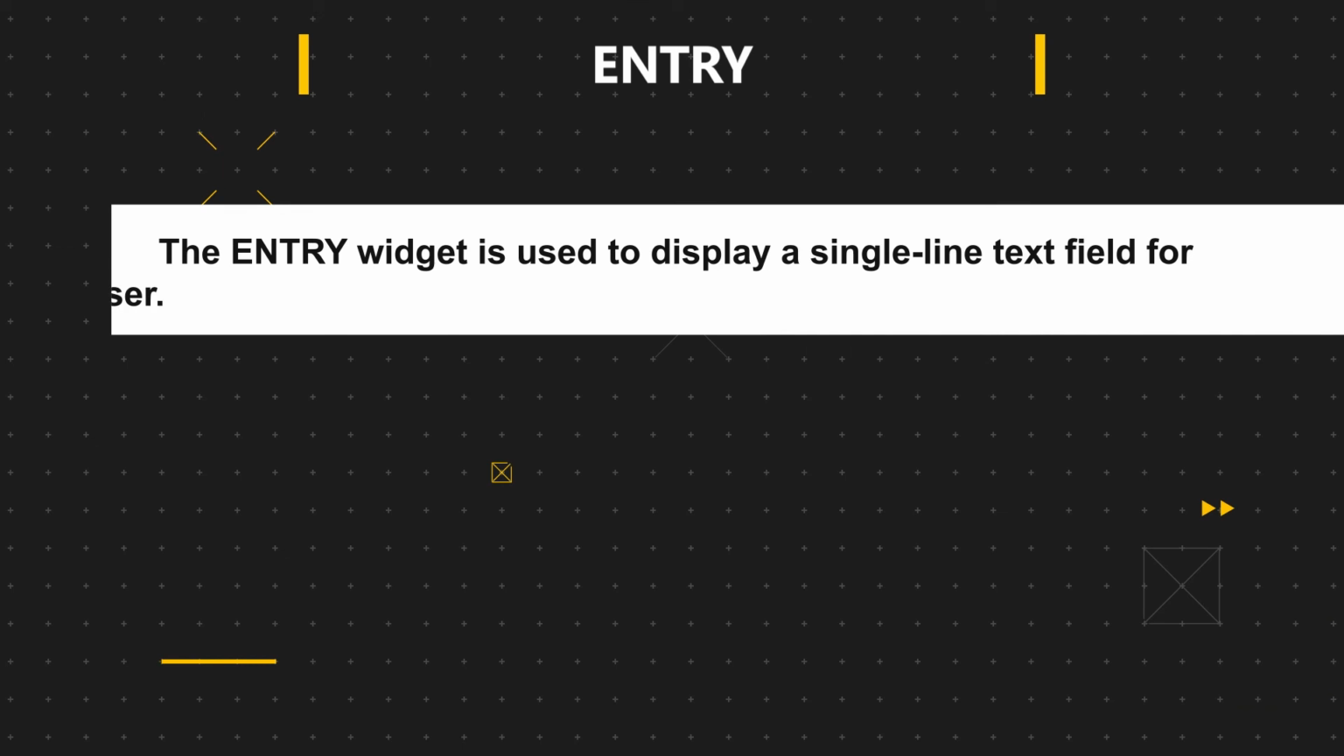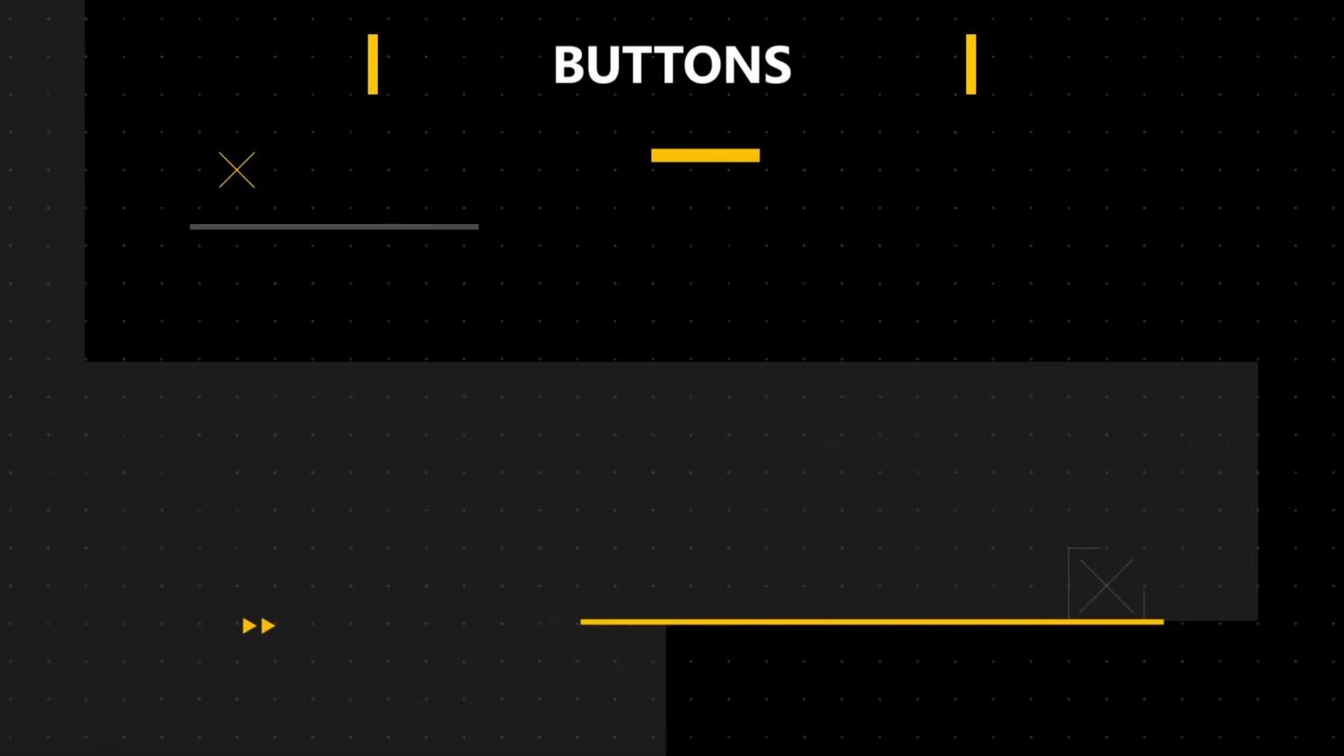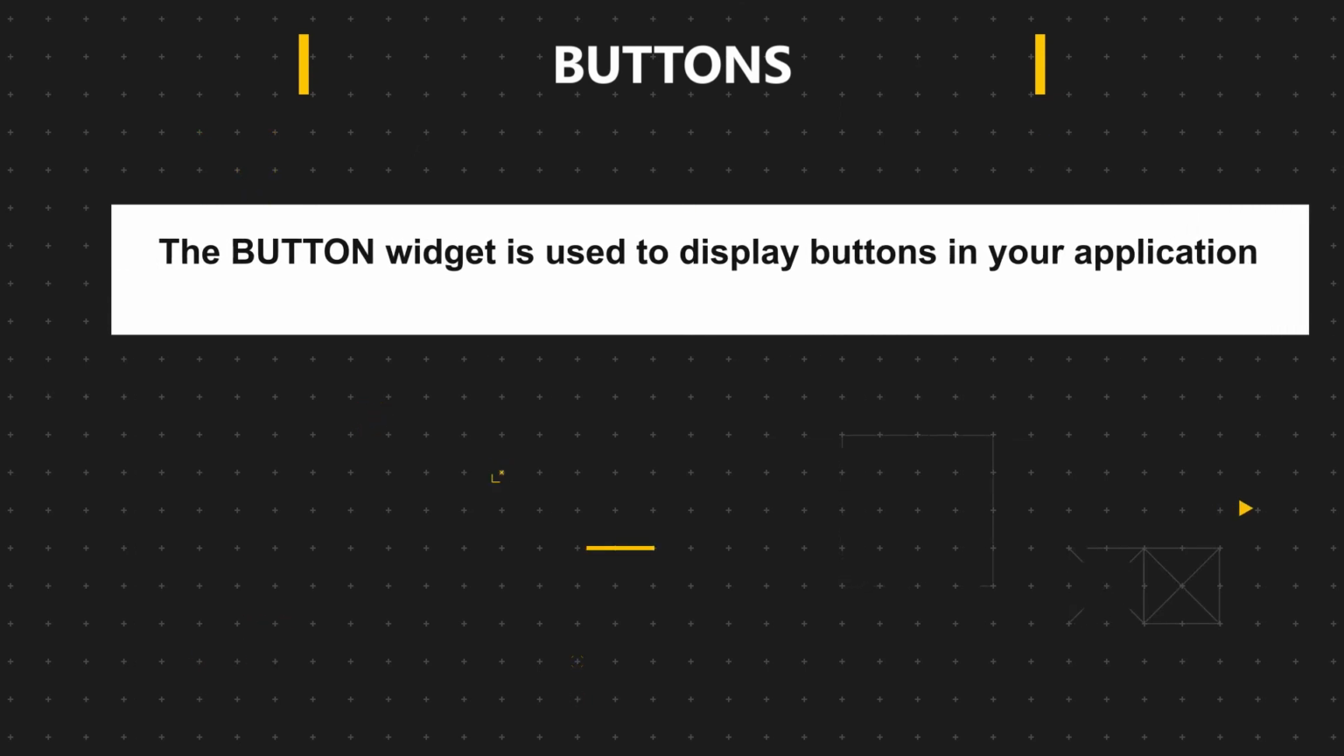Very important. The first widget we are going to be looking at is the entry widget, and this is used to display a single line text field for accepting values from the user. Then we also have the buttons. It will display buttons on your application that you can click to run certain commands.